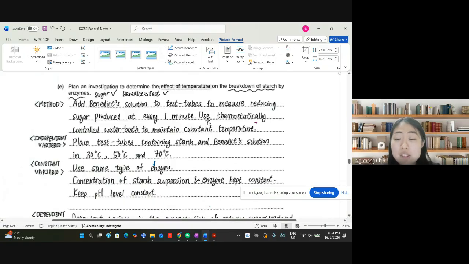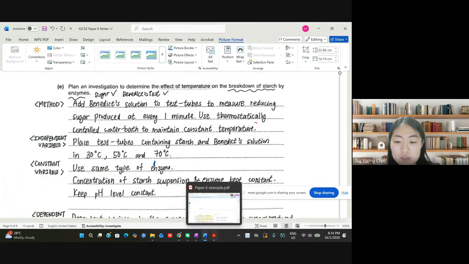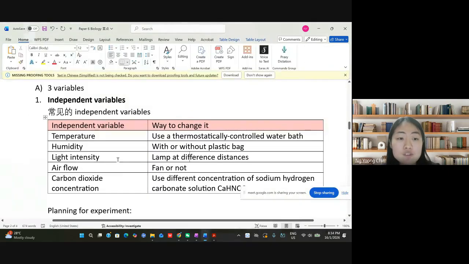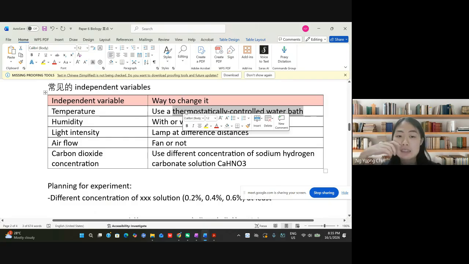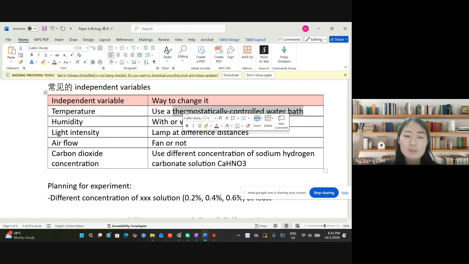Okay, you actually use a thermostatically controlled water bath to maintain a constant temperature. Because you want to avoid fluctuation of temperature also. If you don't have this water bath, maybe suddenly the temperature becomes 41, maybe the drop becomes 38, right? So this will affect the result.